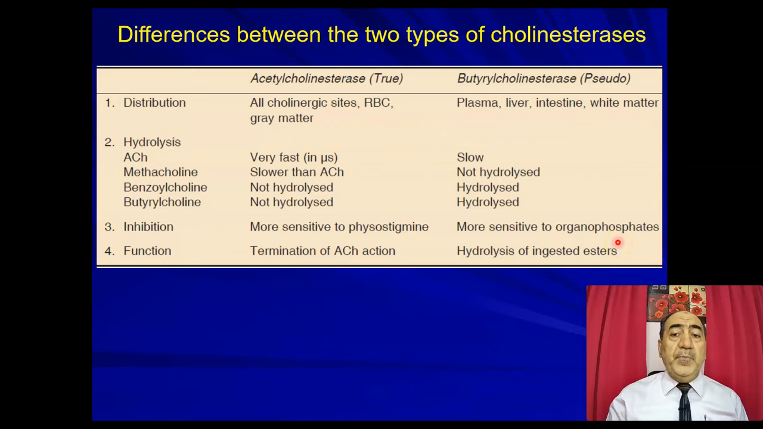Organophosphates are insecticides, and they are irreversible cholinesterase inhibitors, or irreversible anti-cholinesterases.